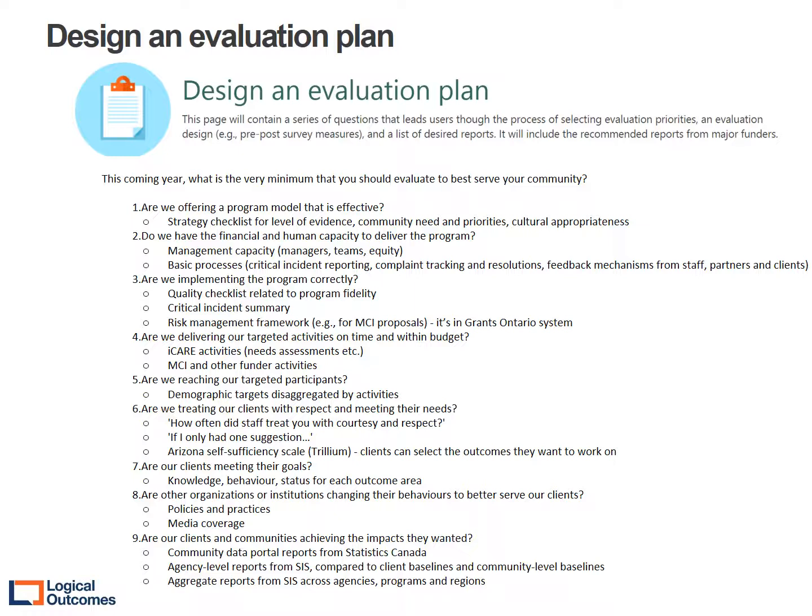The first question, are you offering a program model that's effective? And so the indicator that we're suggesting is a strategy checklist that will enable you to self-assess the level of evidence, the community need and priorities, the cultural appropriateness of the program you're delivering. And it might be that the report that you derive out of this indicator won't be for your own agency. It may be to your funders to communicate to them as a sector that we need to have a better level of evidence, or we find that the program meets community needs, but it's not culturally appropriate. So different indicators will have different audiences.